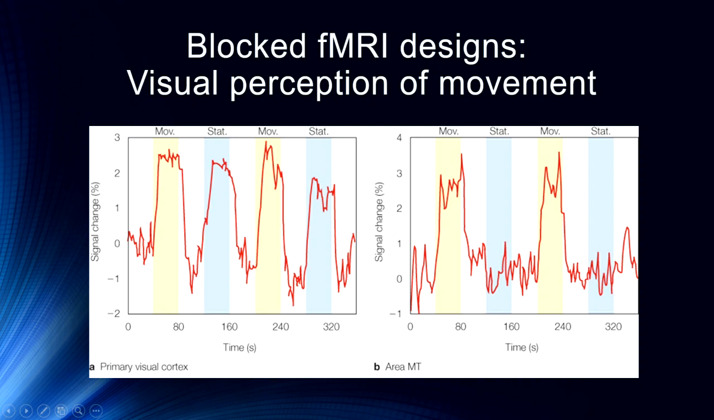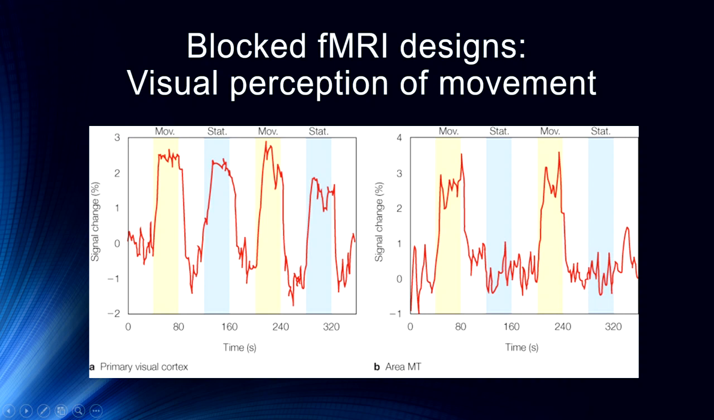So the person's sitting in the scanner, and we're measuring, this is the primary visual cortex. And the dots are moving, or they're static. And they're moving, and then they're static. And then there's breaks in between for you to fidget and breathe, and for the scanner to reorient itself.